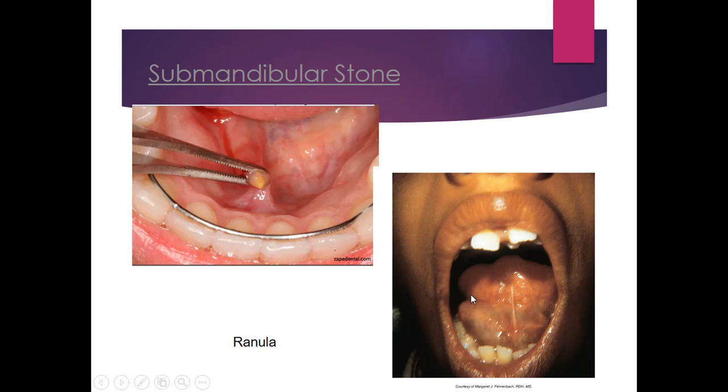When you have a swelling of that gland and a backup of saliva because the duct is blocked, that's called a ranula, and it would look like this.